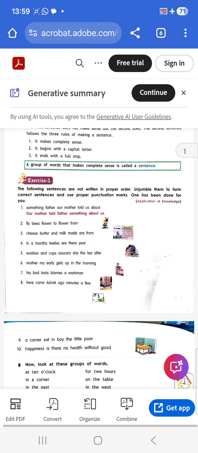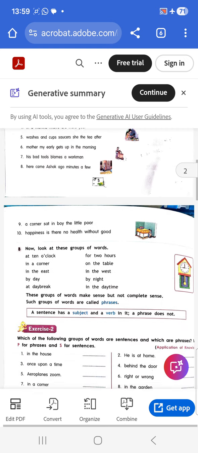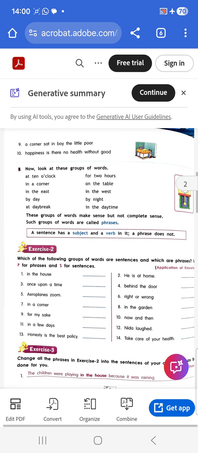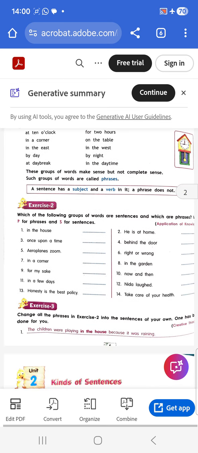Okay, so exercise 2 is already given here. Which of the following groups of words are sentences and which are phrases? Means which is giving a complete meaning is the sentence and which is not giving complete sense is a phrase. And a sentence has a subject and verb in it. Okay? Without a verb and without a subject, our sentence is not completed.